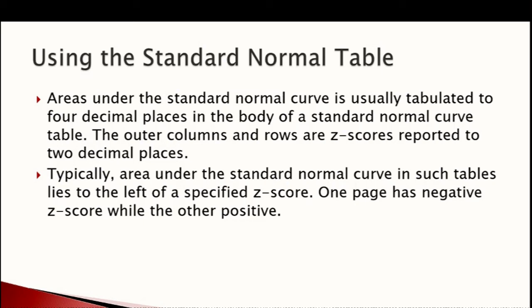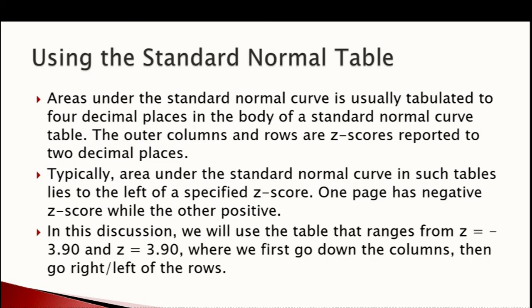In this discussion, we will use a table that ranges from z equal to negative 3.9 to z equal to positive 3.9, because the area to the left of negative 3.9 or to the right of positive 3.9 is very small and quite negligible. To use the table, we first go down the column to look at the z-score, then go across the rows. Once I introduce some examples, if you are still confused, you can go back to these slides and look at the general guideline. But once the table is introduced to you, it's quite easy to use.